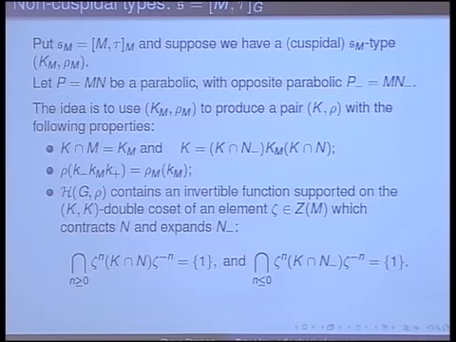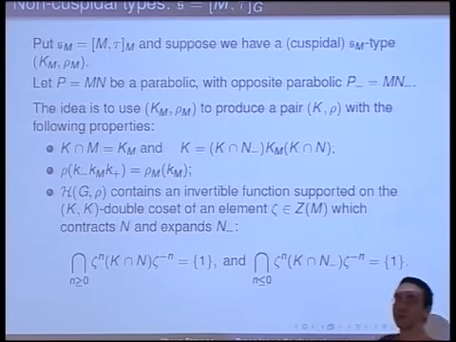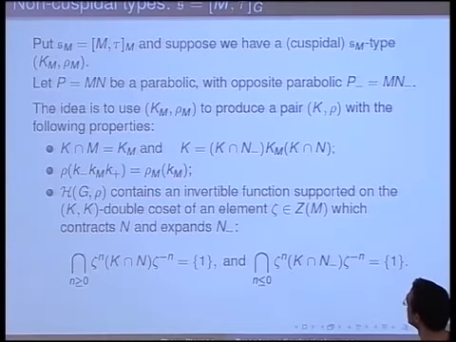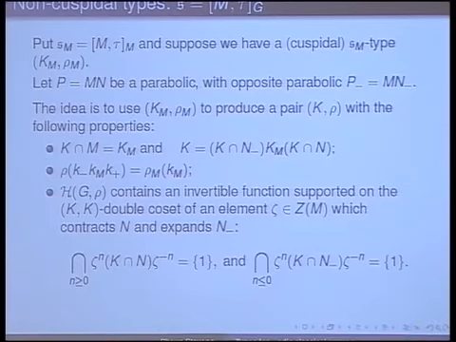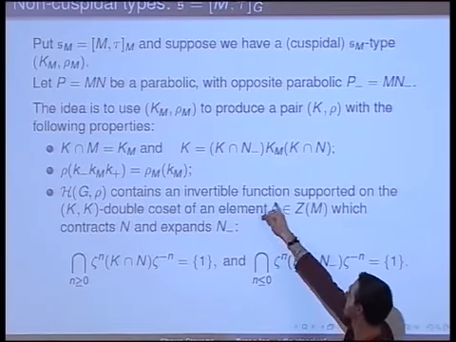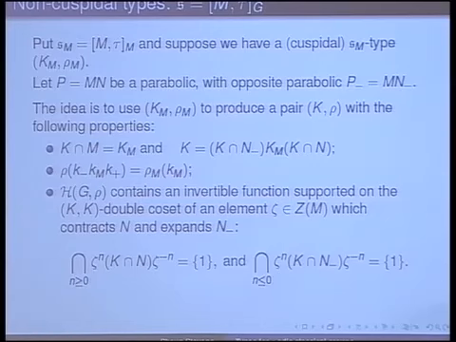It's something about the Hecke algebra of this representation, and it should contain a certain invertible element. It's an invertible element which is supported on a unique K-K double coset, the coset of some element which contracts one of the unipotent radicals and expands the other. One way around or the other. It doesn't matter which way it is, actually.